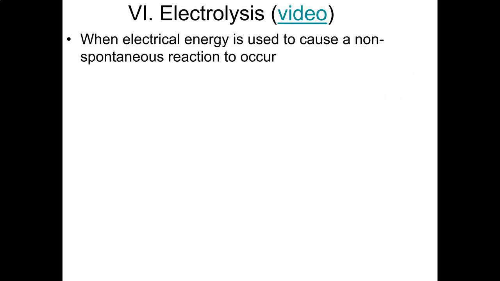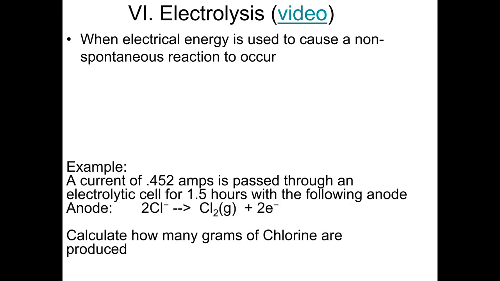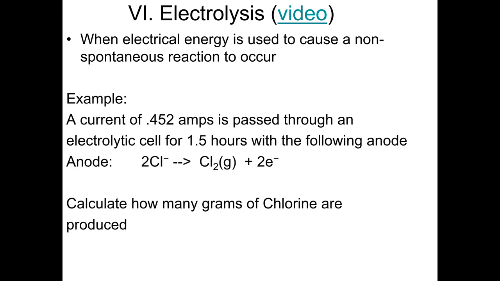It's beautiful, I know. All right, last thing we're talking about is electrolysis. When electrical energy is used to cause a non-spontaneous reaction to occur. That's what electrolysis is. Example, current of 0.452 amps is passed. So you could tell it's an electrolysis question because amps and time are given out of nowhere. In the following scenario, calculate how many grams of chlorine. So they're trying to figure out grams of chlorine from this.